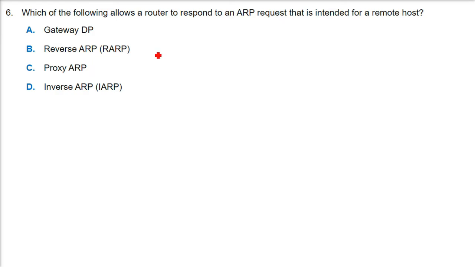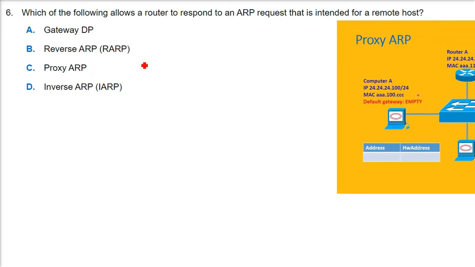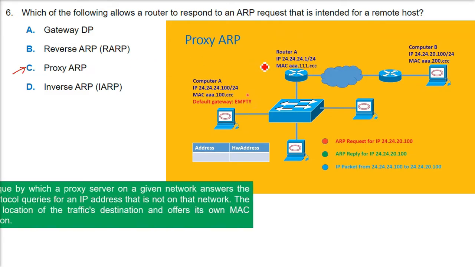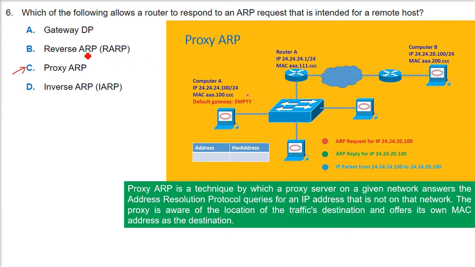Which of the following allows a router to respond to an ARP request that is intended for a remote host? Now see here. The answer here is proxy ARP, Address Resolution Protocol. Proxy ARP is a technique by which a proxy server on a given network answers the ARP queries for an IP address that is not on the network. That is called proxy ARP.